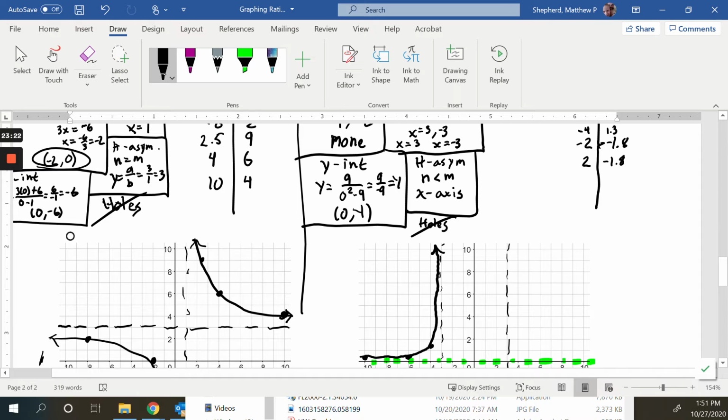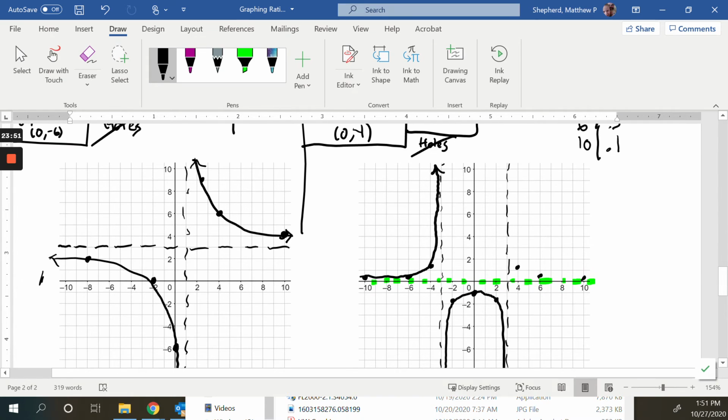So just a few more. Let's do 4, 6, and 10. So at 4 we get a 1.3. At 6 we get a 0.3. And at 10, a 0.1. So at 4, let's draw that 1.3. 6 was at 0.3. And 10 was at a 0.1.